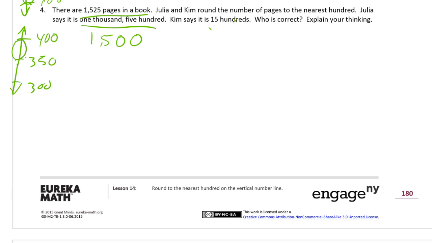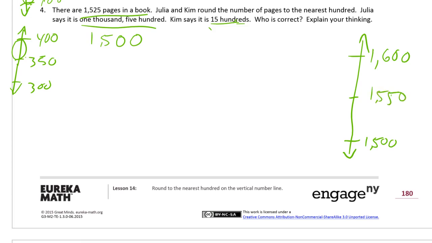Okay, so let's see. It's possible that they're both wrong. So we should figure out exactly what the nearest hundred is first, to make sure they're not both wrong or both right. It looks like they're talking about the same number. 1,525 pages in the book. So for the nearest hundred, we're talking about in between 1,500 and 1,600, and right in the middle is going to be 1,550. The pages in the book are going to be somewhere in the middle here, 1,525, which means it's closer to 1,500.